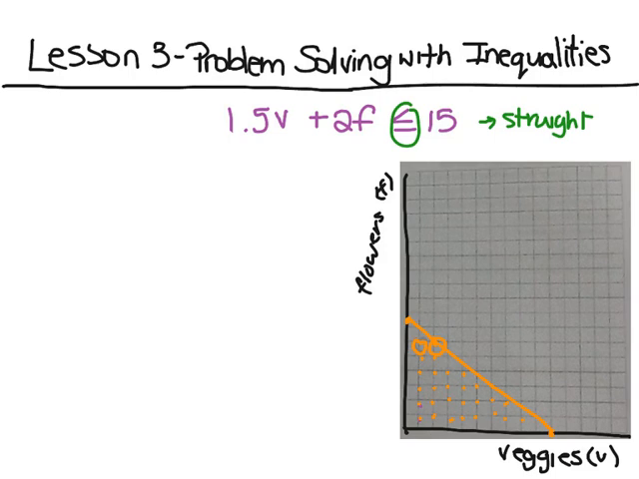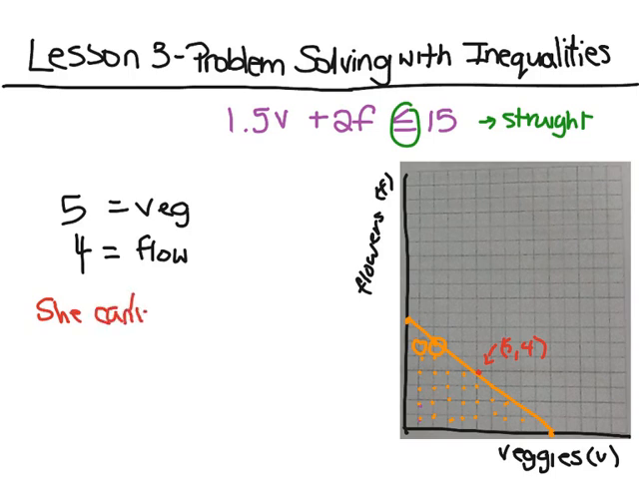Okay, question C says, can she buy 5 packages of veggies and 4 packages of flowers, and we want to justify. So we're going to go onto our graph. So 5 packages of veggies, so 1, 2, 3, 4, 5, and 4 flowers. So that's right here. So it's just slightly above the line. So because it does not fall within the shaded region, we know that she cannot buy that combination.